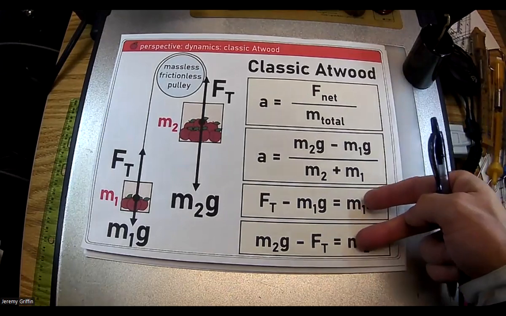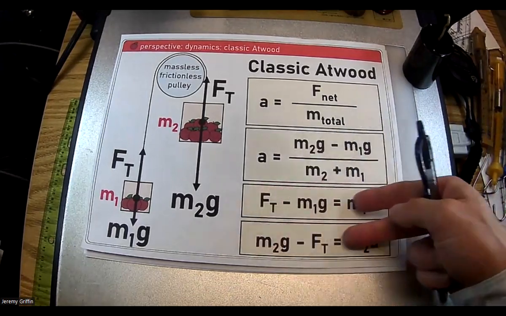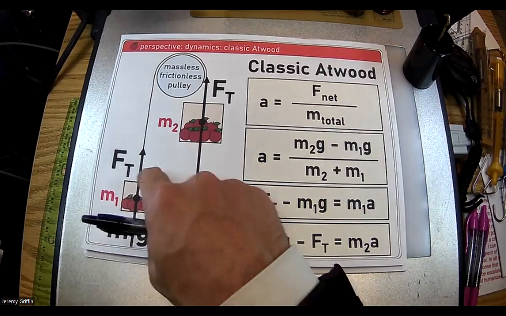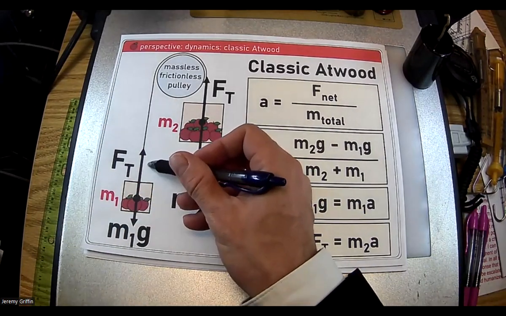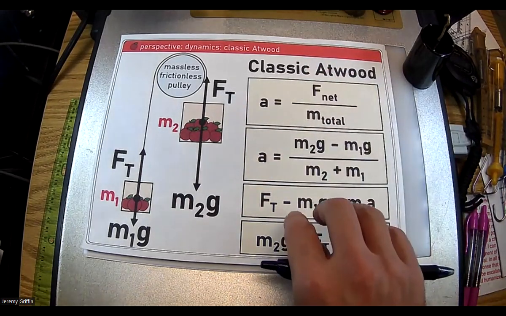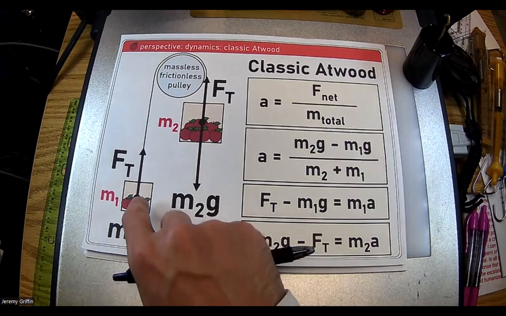The micro way is to set up a system of equations. So for the free body diagrams, there's a free body diagram on mass 1. It's got a weight down and a tension up. There's a free body diagram on mass 2, a weight down and a tension up. And you can apply Newton's second law of motion to each individual block.